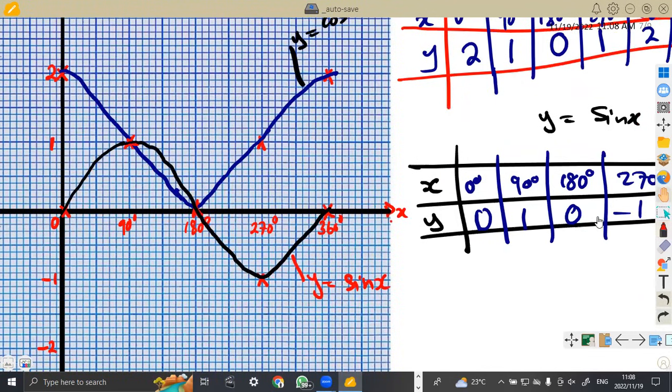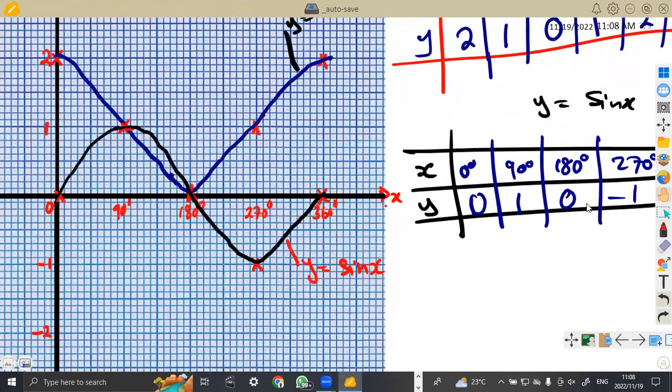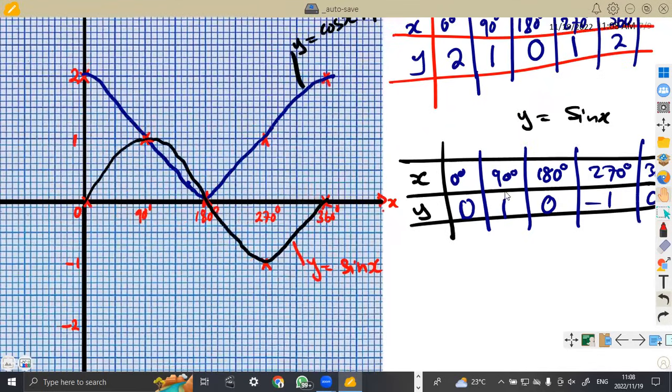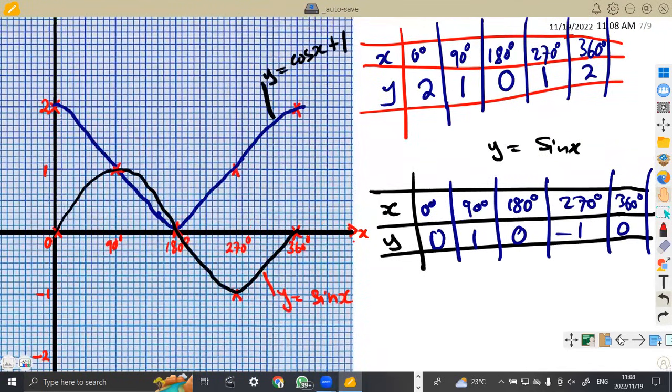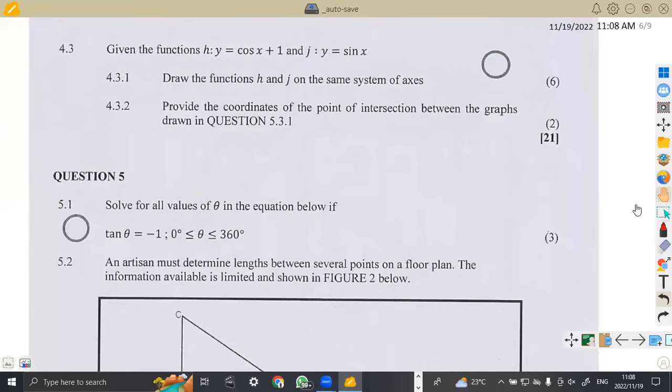Just to draw on the same axis. So we've got your two graphs, the one of cos x plus 1 and the one of sine x, on the same axis, on the same graph. Okay, on 4.32, now we are asked to provide the coordinates of the point of intersection between the graphs drawn in question 4.31, which is this one.